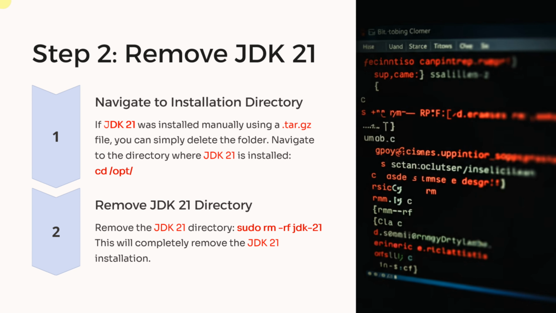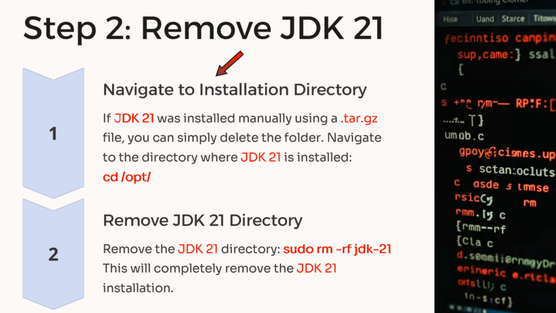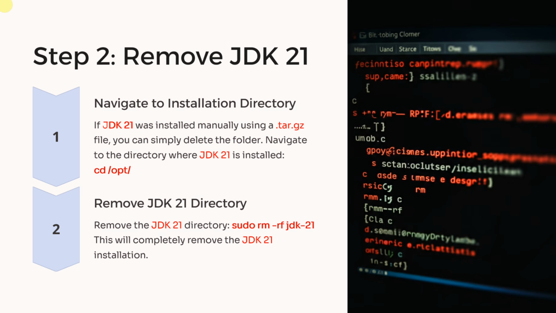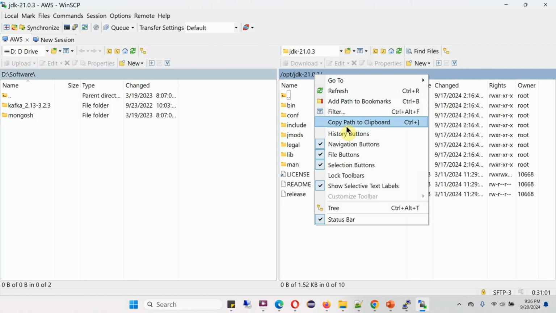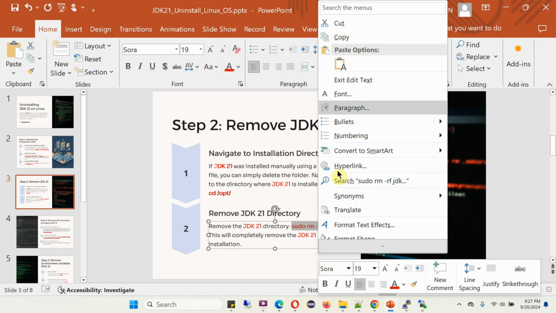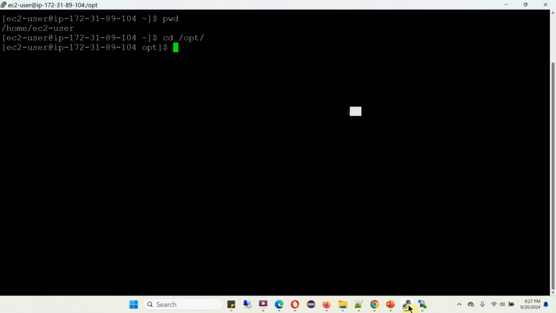Step 2 is remove JDK 21. For that, navigate to the installation directory. Then in the opt folder, JDK 21 is there. That you have to remove using the sudo rm command. Copy this path. Go to the opt folder. Run this sudo rm command.